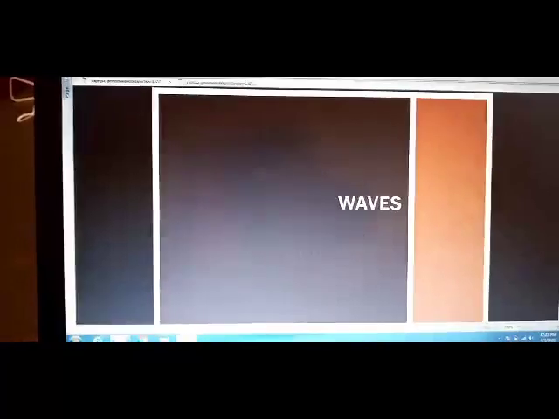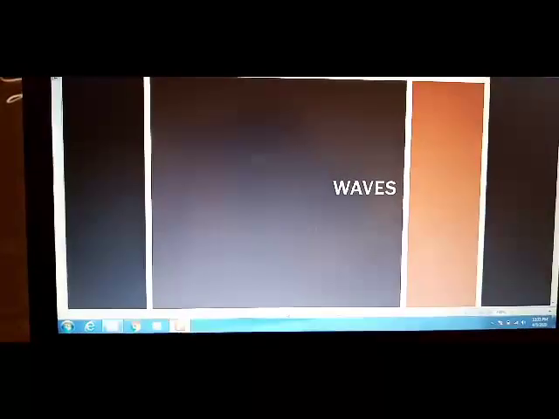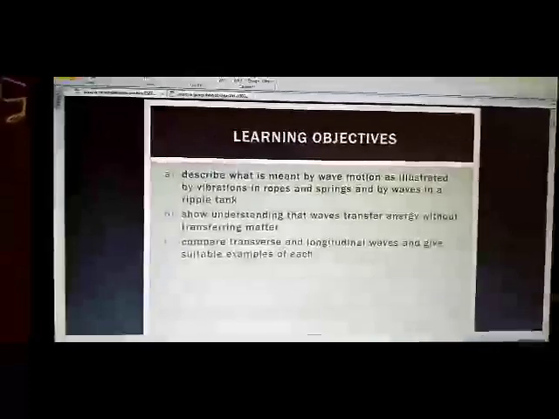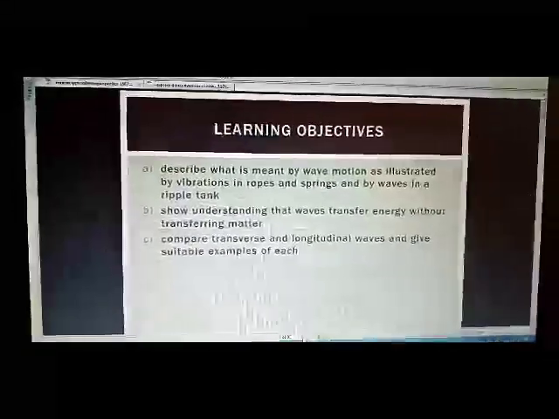Today our topic is about waves. We will study the waves and their properties. Let's start our lesson. First, we will discuss the objectives which we have to accomplish at the end.